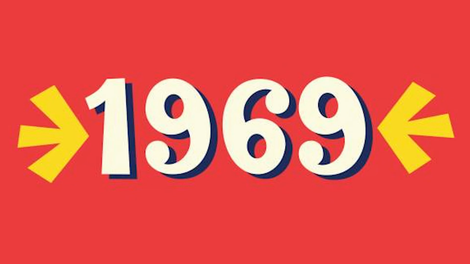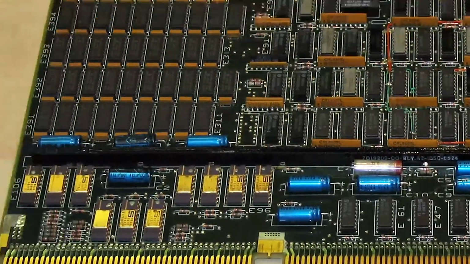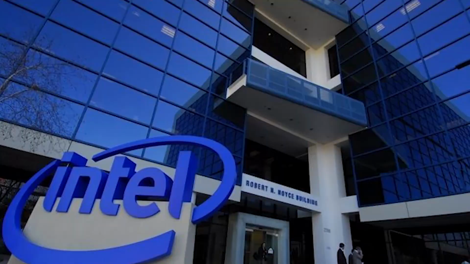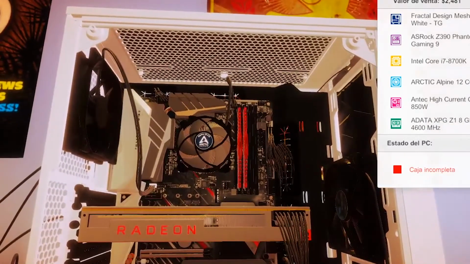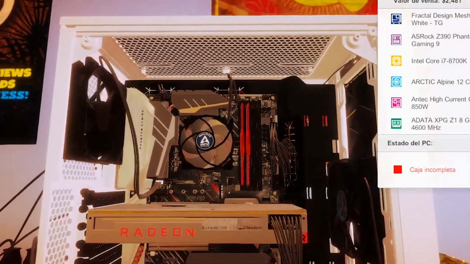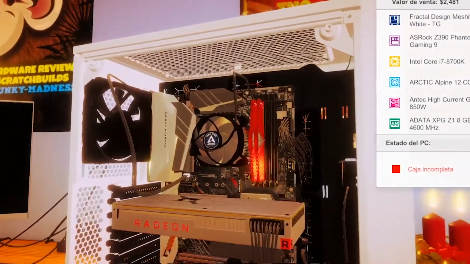In 1969, one of the first silicon semiconductor-based RAM memories was launched by Intel with the 3101 integrated 16-bit memory, and in the following years a 1024-bit RAM memory was presented.